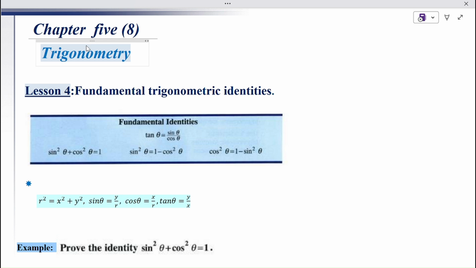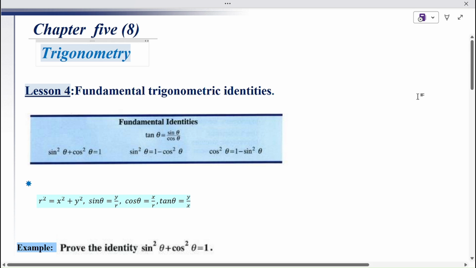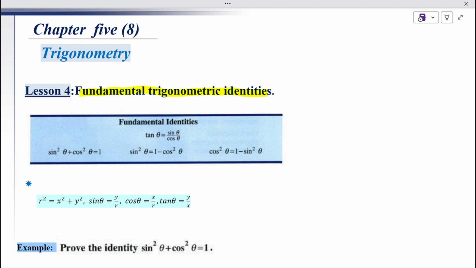Hi guys, this is the last lesson in chapter 8. This lesson is about fundamental trigonometric identities. In this lesson, we're going to learn some fundamental identities about trigonometric functions. Trigonometric functions, you know, are sine, cosine, and tan.